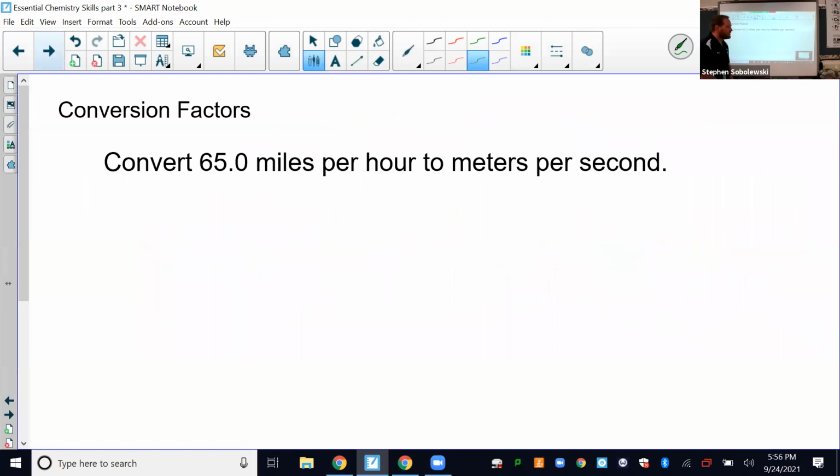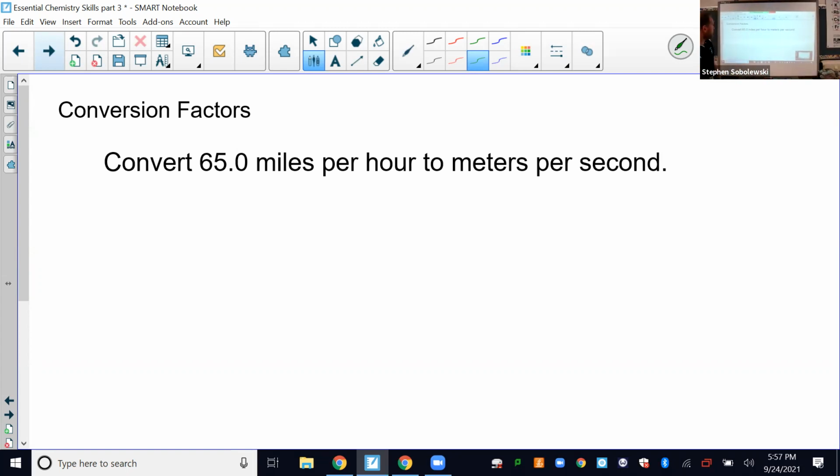Okay. The last type of tricky problem is what I call a numerator and denominator problem. This is when you have a something per something unit converting into a different something per something unit, such as miles per hour into meters per second. Or we see this a lot with density, grams per milliliter into kilograms per liter, something like that.